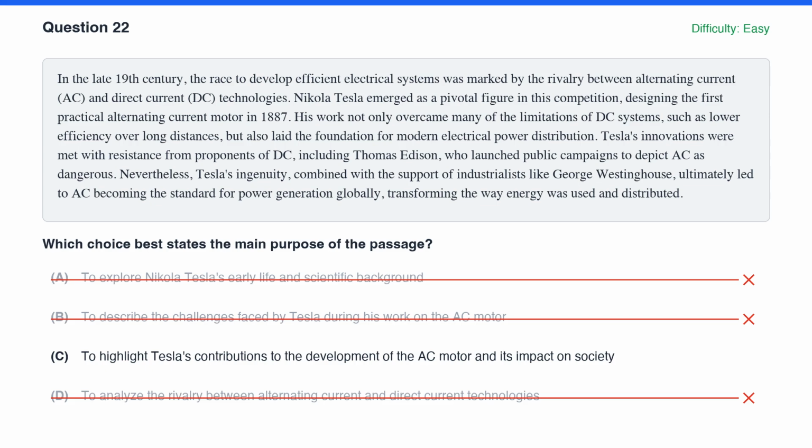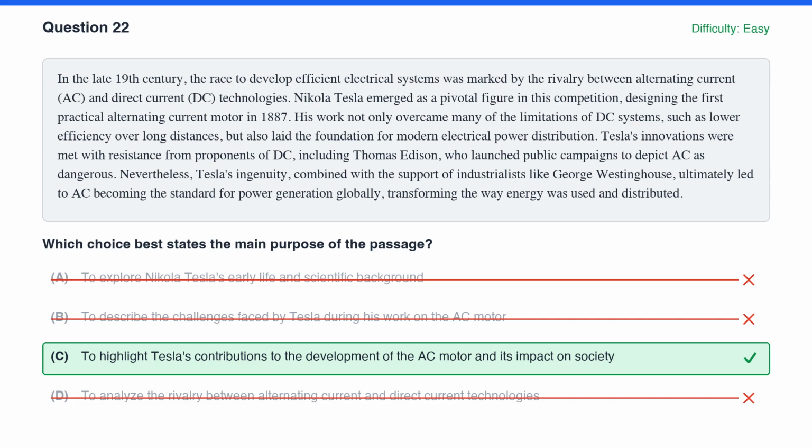Choice B overstates a minor element. Edison's opposition is mentioned briefly, but the passage's emphasis is achievement, not hardship. Choice D is too narrow in a different direction. The AC versus DC rivalry appears only as context that frames Tesla's contributions rather than as the central subject.